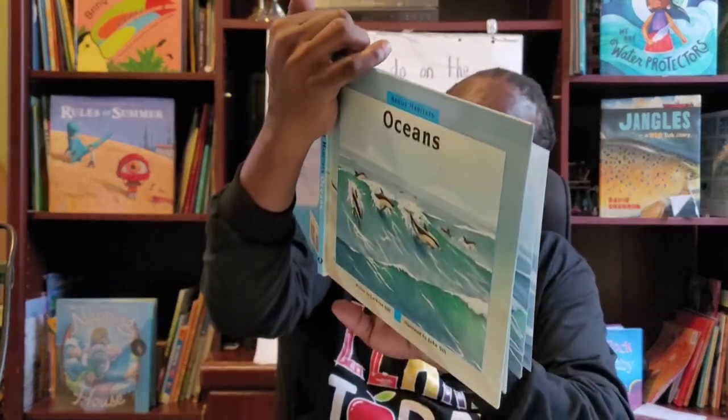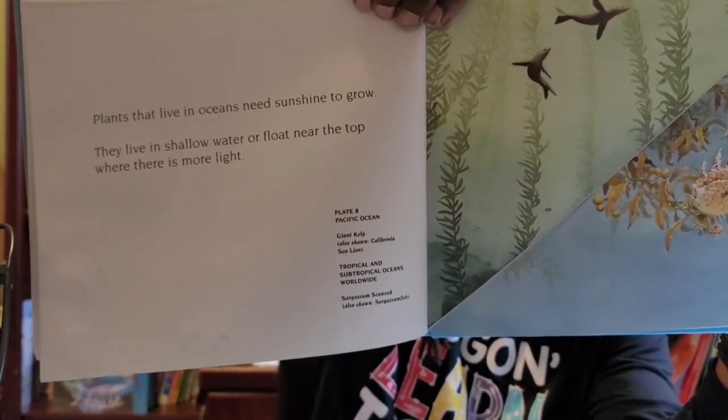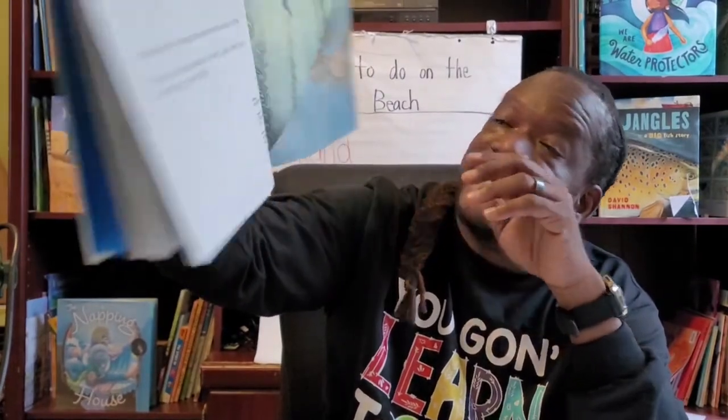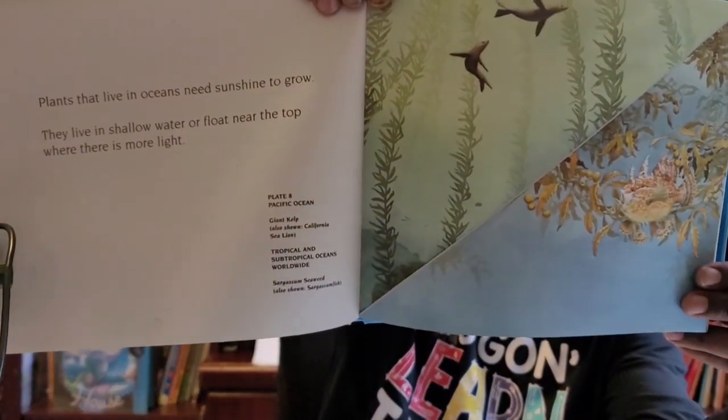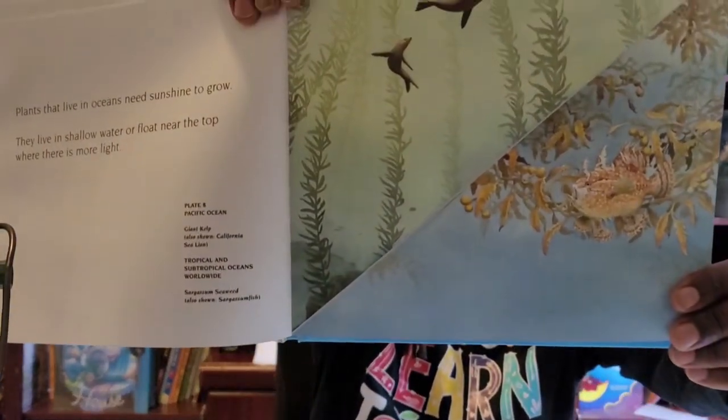Plants that live in oceans need sunshine to grow. They live in shallow water or float near the top, where there is more light. We have some seaweed and some kelp and a sea lion. And a sargassum fish. You see him? He's hiding there.